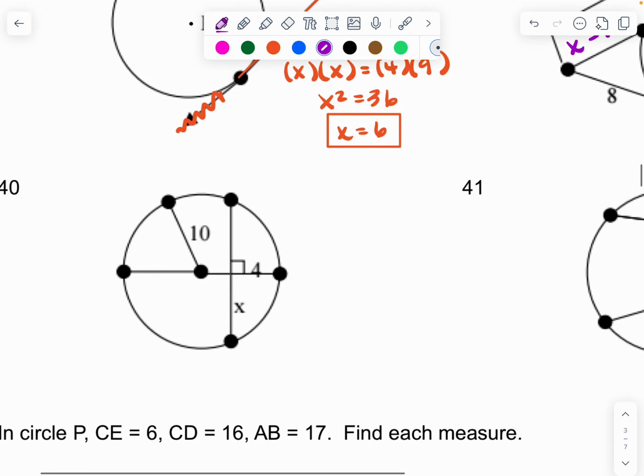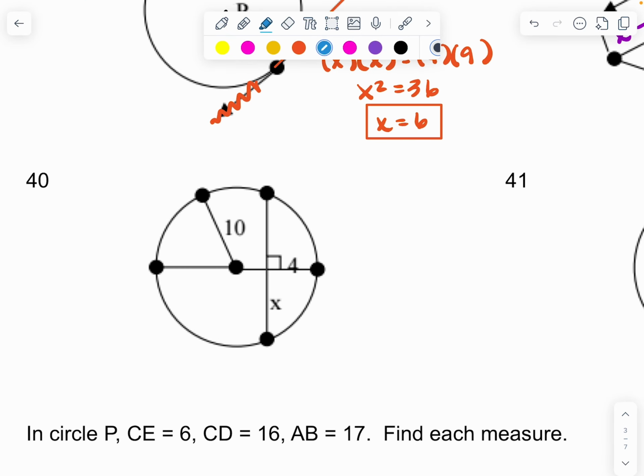All right, number 40. I'm going to point these out whenever we hit them. I'm going to kind of circle this one. This is from day 3. This is from last Friday. This is stuff that is not on the formula chart.